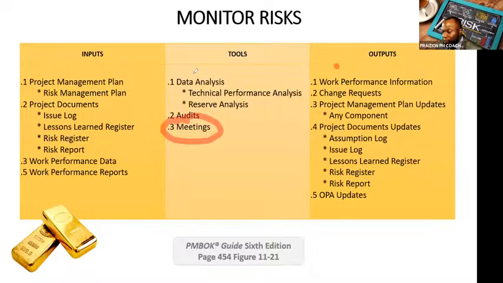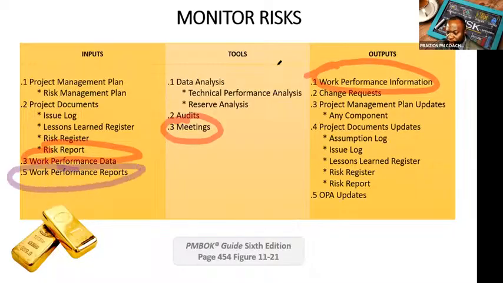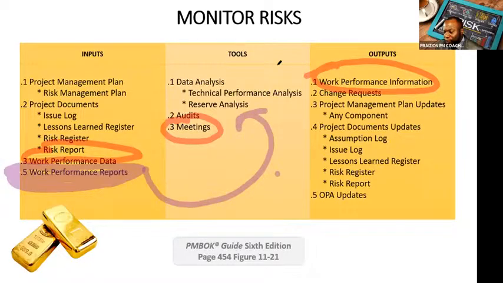All right, the outputs, WPI as usual, WPD going in. This is a bit of an anomaly, so I'm going to use purple for this one. Work performance reports does not appear in many places. You need to take note that you're getting that report so that you can do various analyses, and ultimately you're going to update your risk register with findings of your analysis, okay?